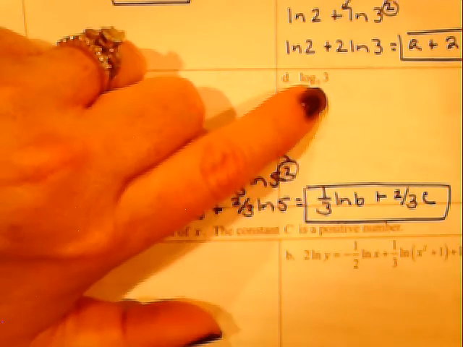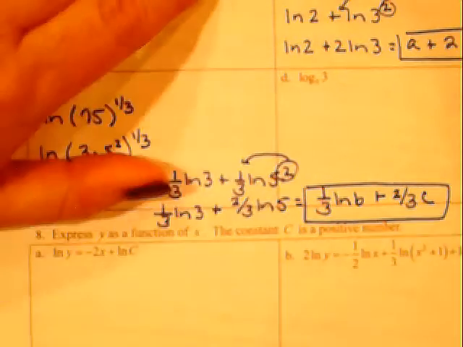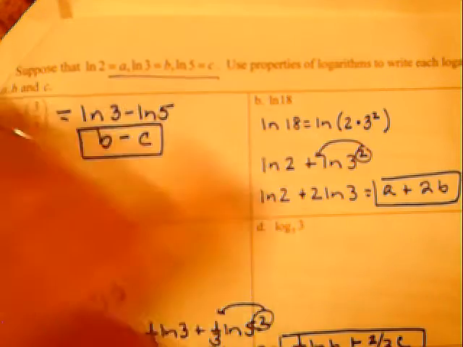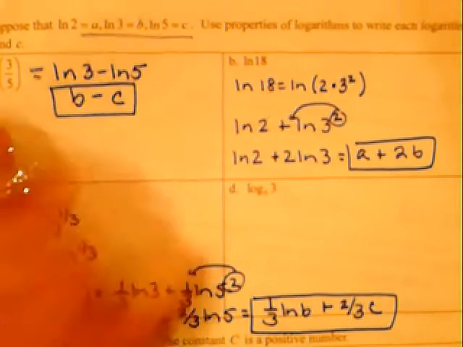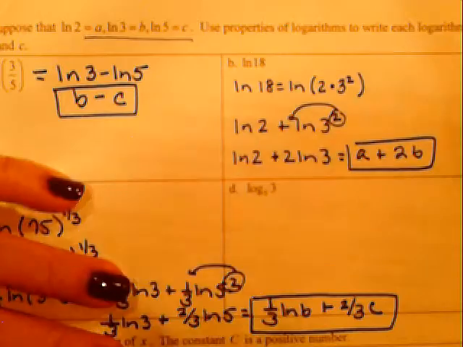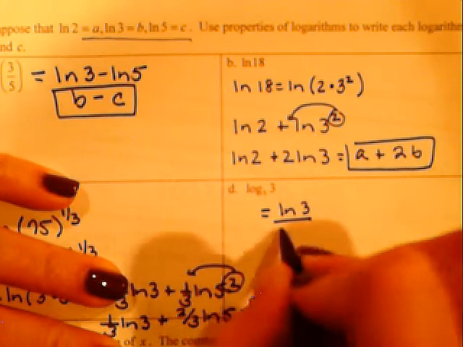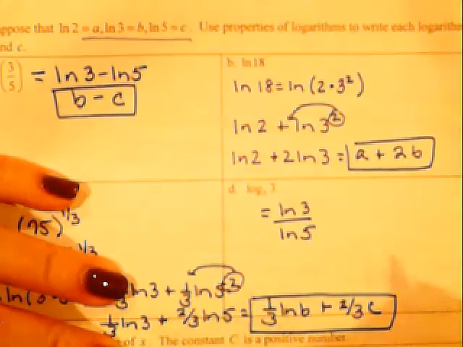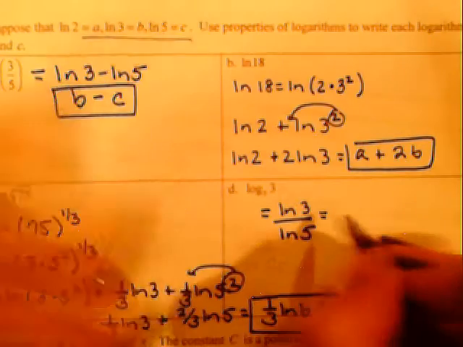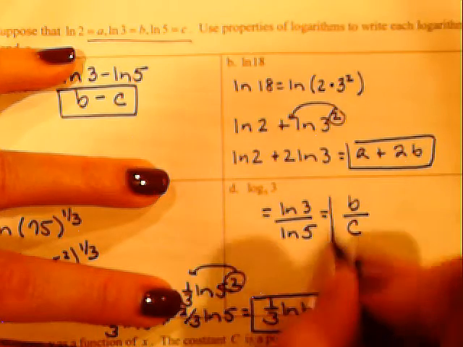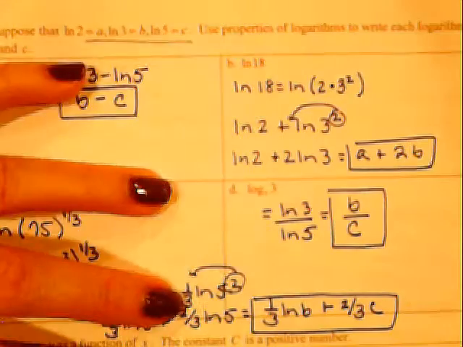So now log base 5 of 3. Again, all of the information given to you is in terms of natural log. Natural log is a base of e. This is a base of 5. So right away, a red flag, I'm going to have to use my change of base formula into natural log. So using my change of base formula, I can rewrite this as the natural log of 3 over natural log of 5. Natural log of 3 is equal to b over natural log of 5, which is c. B over c.